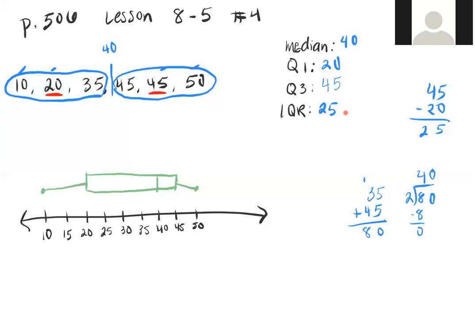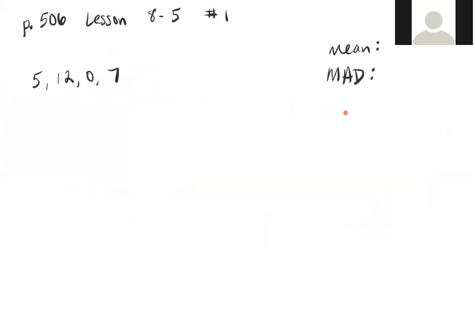All right, now let's look at our mean absolute deviation, or MAD. As the name suggests, we need to find our mean before we can find the mean absolute deviation. So to find our mean, add up our numbers. So we are adding 5 plus 12 plus 0 plus 7, and then divide by our number of numbers.